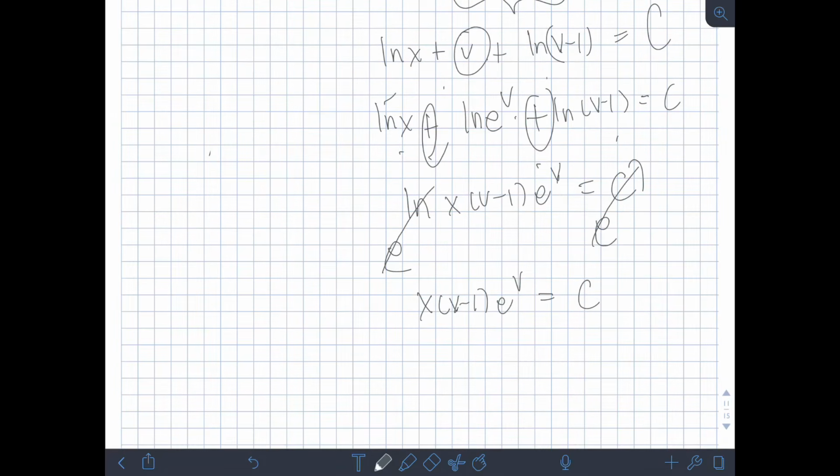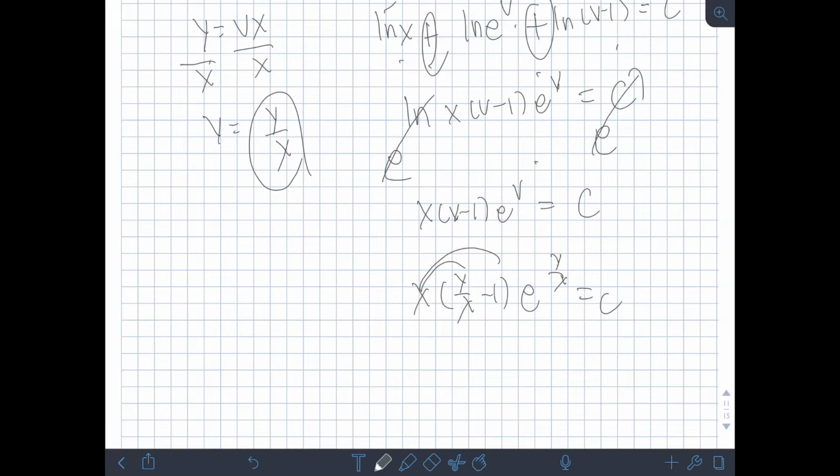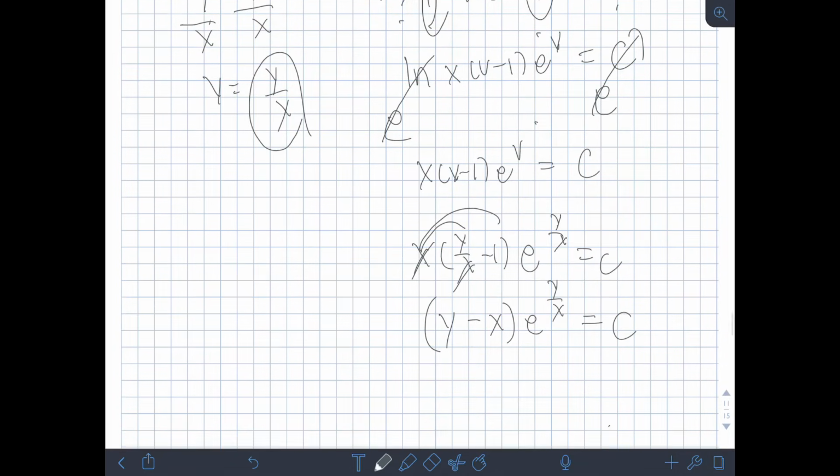Okay? Tapos ngayon, balik na natin yung representation natin ng v in terms of y tsaka x. So, di ba yung y equals vx? So, divide both sides by x. v is equal to y over x. So, palitan na natin ngayon to. Di ba x times itong v, y over x nga. So, ito, minus 1, e raised to v, y over x then, equals c. So, pag distribute natin itong x, magiging cancel dito si x, y na lang. Tapos, x times negative 1 is negative x times quantity e raised to y over x equals c. Okay, so therefore, it is the final answer.